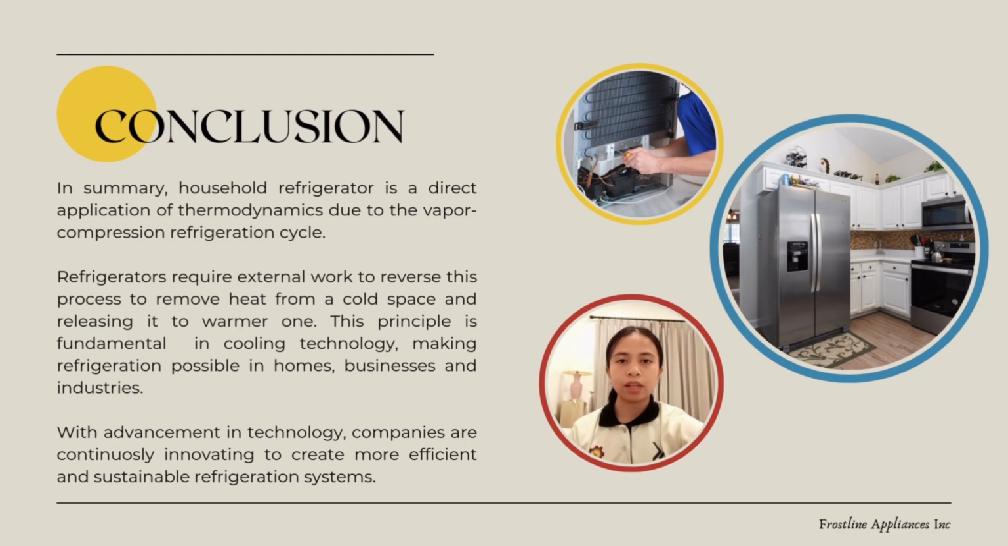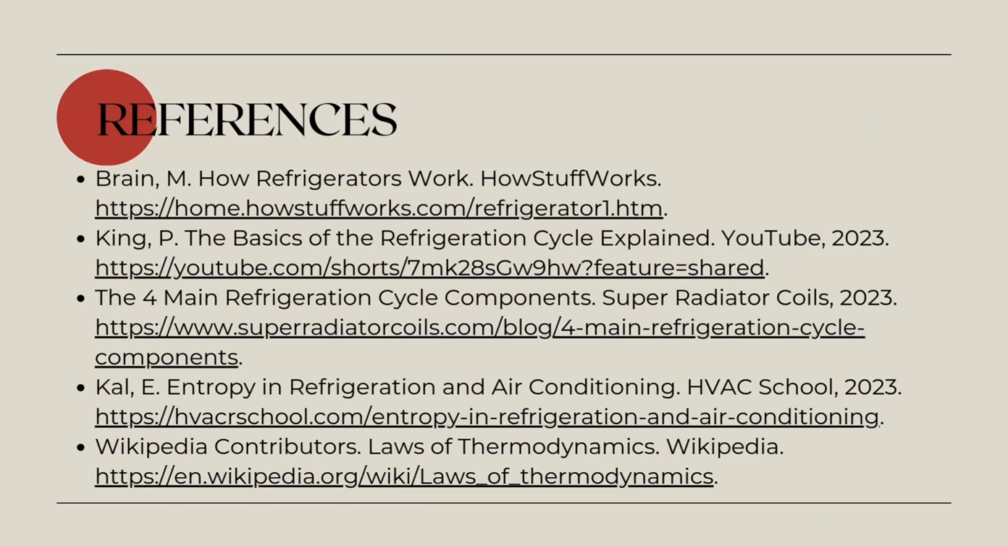In summary, household refrigerators apply thermodynamics through the vapor compression refrigerant cycle. They use external work to remove heat from a cold space and release it to a warmer one. With the ongoing technological advancement, companies continue to innovate refrigeration systems to make them more efficient and sustainable. That brings us to the end of our presentation.